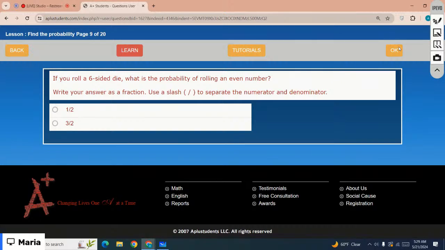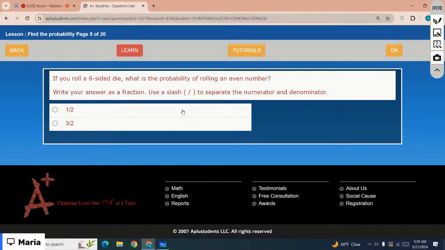If you roll a six-sided die, what is the probability of rolling an even number? So, three numbers are even and three numbers are odd, right? So, the probability of an even number is half, right? 3 by 6 or 1 by 2.